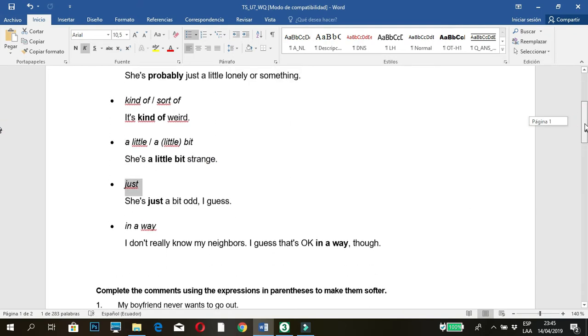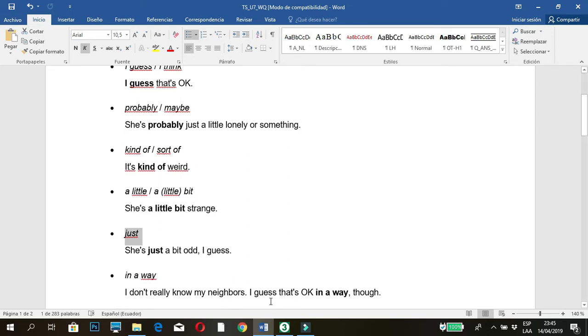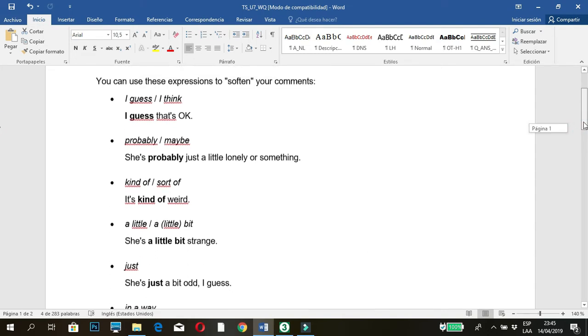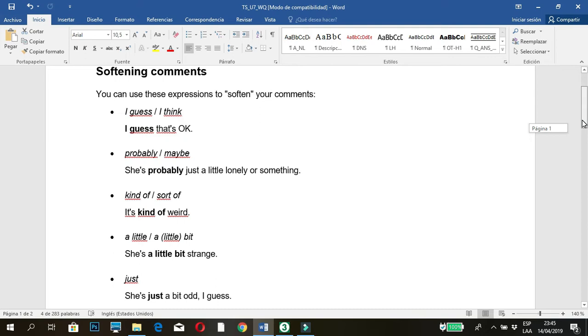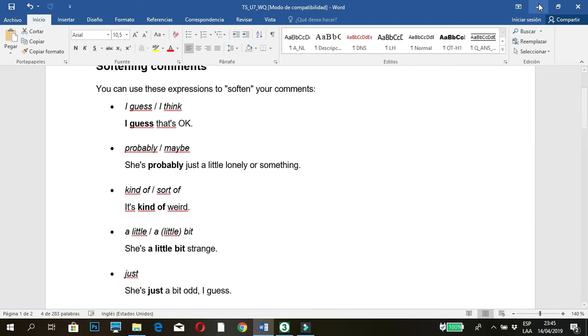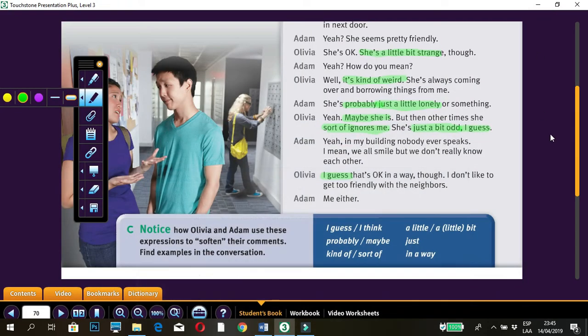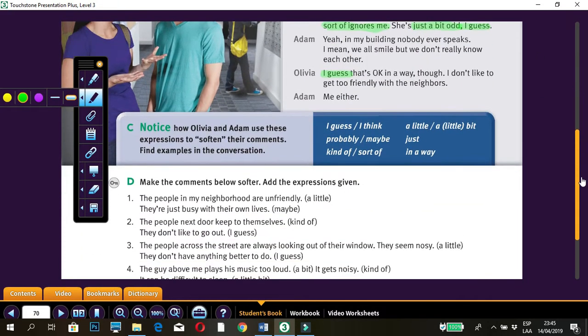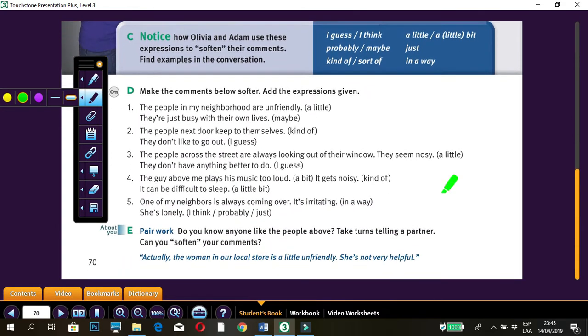And in a way, I don't really know my neighbors. I guess that's okay in a way. That's okay in a way. De alguna manera, ¿ya? No les conozco a mis vecinos, pero creo que eso está bien de alguna manera, ¿ya? So these are comments that you can use to soften, okay, what you're saying, your opinions, all right? Okay, so let's continue with the book, okay, with the dialogue, okay?